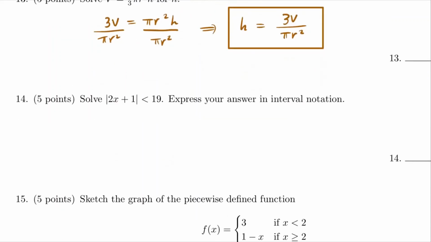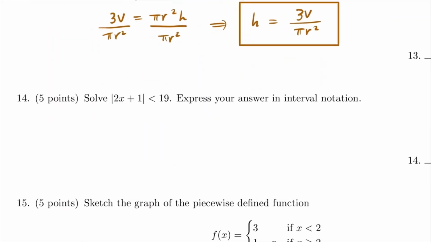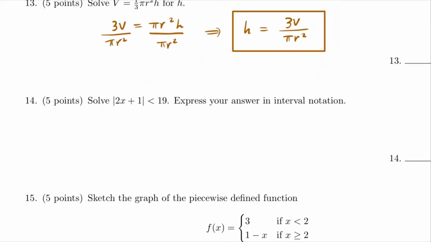Number 14, we're solving an absolute value inequality. So it is best to remember its definition. So if you have an expression of this form, let's call it that. Now this is written as x is less than c and bigger than negative c. So just like that. So I'm going to break this up.